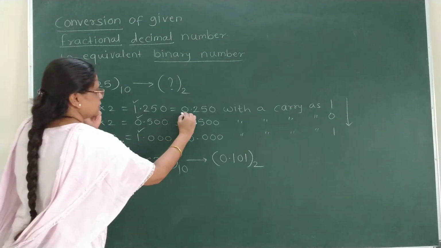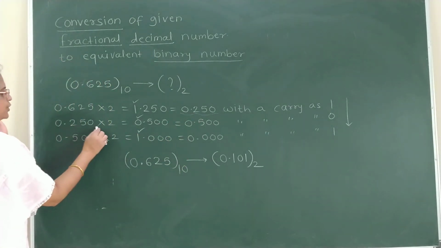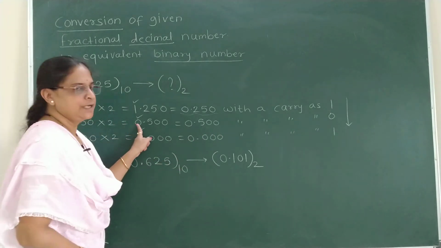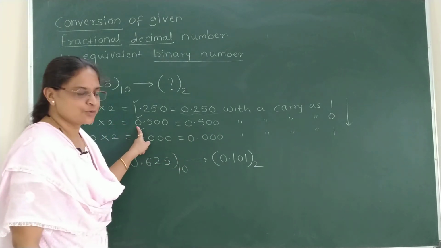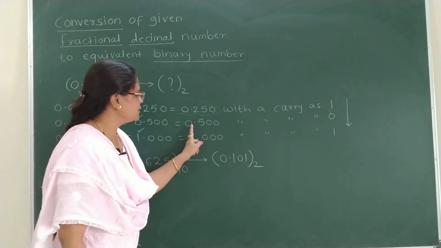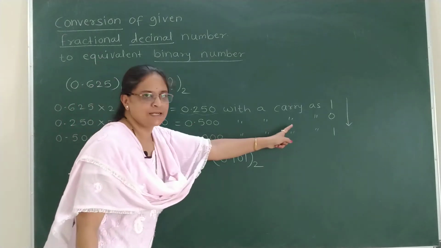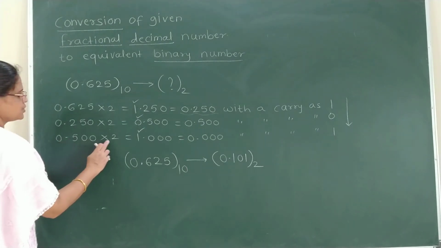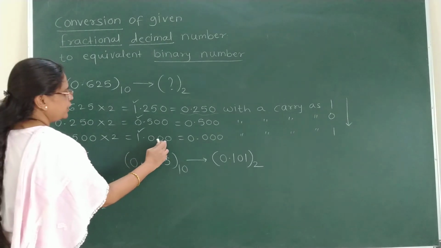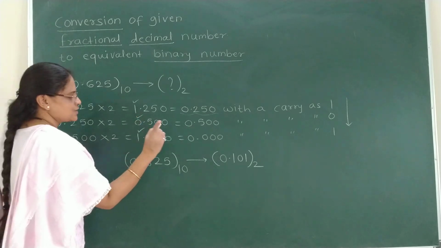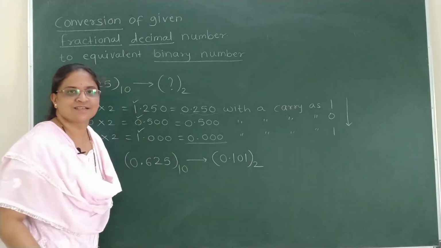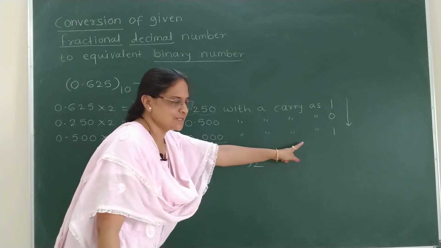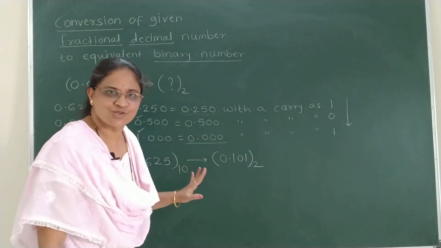Now continue with the multiplication. 0.250 into 2 becomes 0.500. Remove the carry from the integer position as 0. The answer becomes 0.500 with a carry as 0. Next, continue with 0.500 into 2. It shows 1.000. Remove this carry as 1. So the answer remains 0.000, and here the carry is 1. Now the method has stopped.